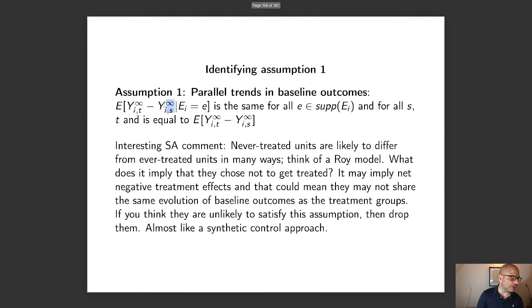What they're about to do, though, is lay out 3 identifying assumptions. And what they're going to do is show that mu coefficient, that population regression coefficient, under different scenarios, with only some of these assumptions.